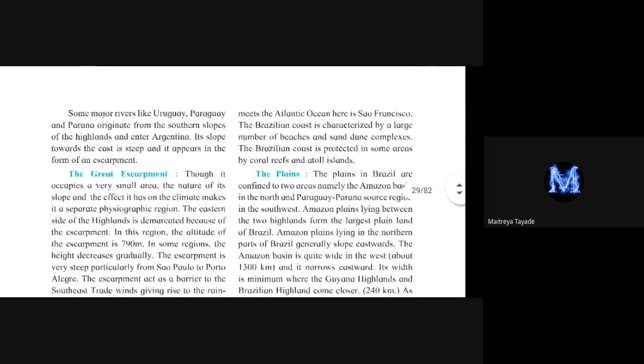So those rivers from the south, that is Uruguay, Paraguay, and Parana, originate from the southern slopes of the highlands and enter Argentina. Its slope towards the east is steep, and it appears in the form of escarpment.